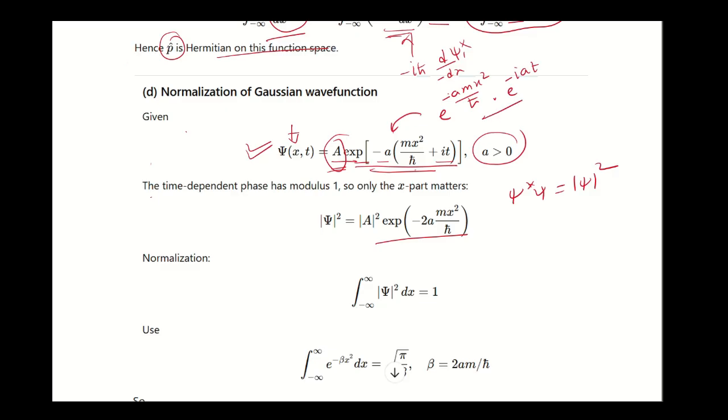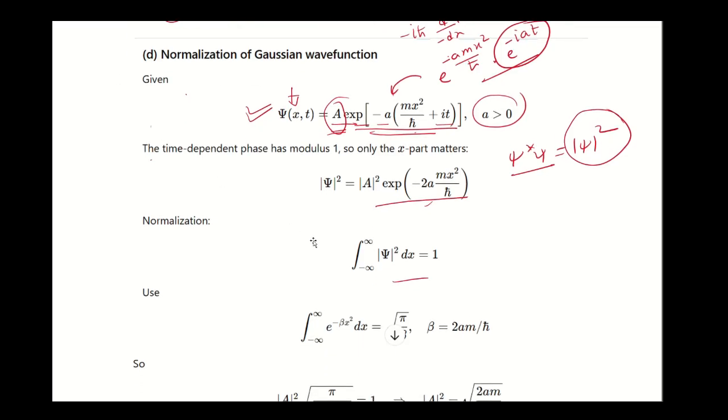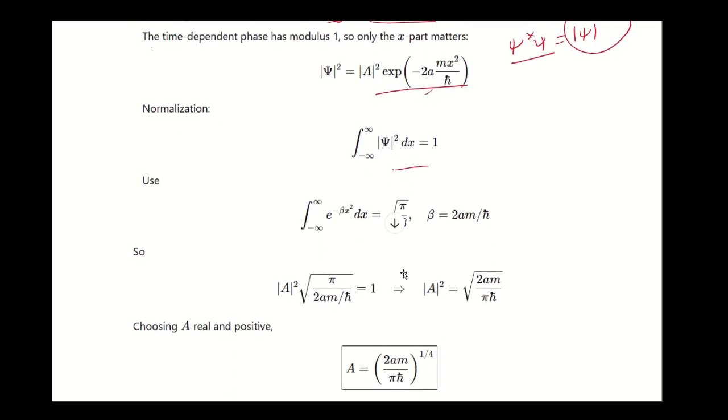So if we take the conjugate of this, then it will be e to the power plus iota at, and then after taking the product of this psi star psi, the imaginary part vanishes. Then we get simply that the mod of psi squared is nothing but this, and we have to integrate it over the interval minus infinity to plus infinity. After integrating it, we easily get the answer.